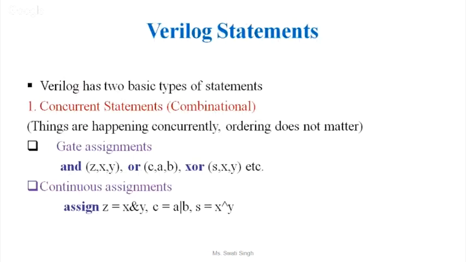Which statements are used in Verilog code? There are two basic types of statement. First one is concurrent statement, combinational, like this, which we used in gate level modeling: and (z, x, y). Here z is your output, x and y are your inputs. Or (c, a, b). Here c is your output, a and b are your inputs.